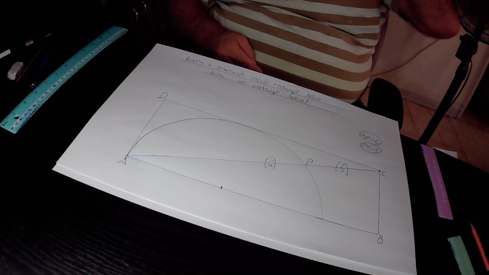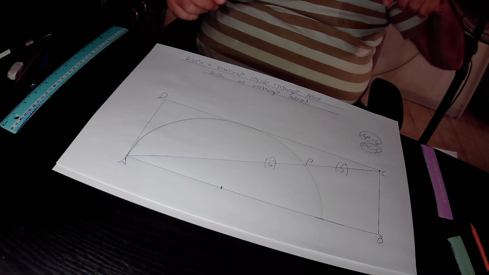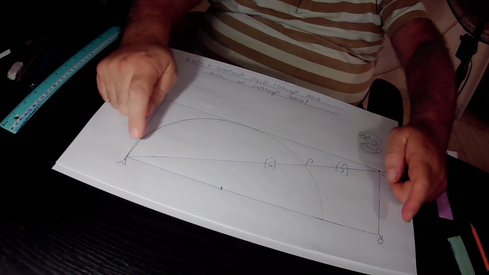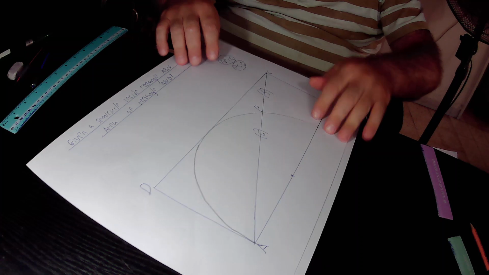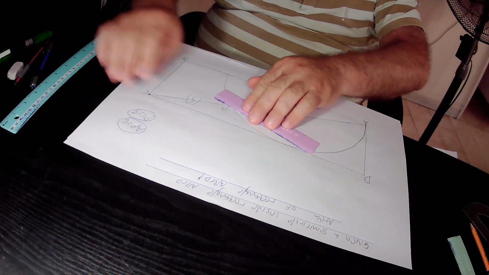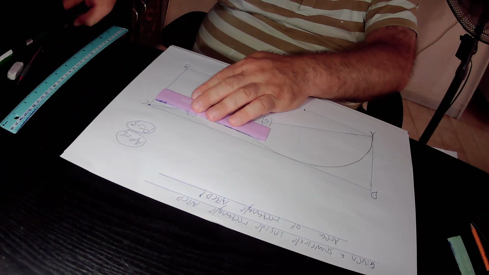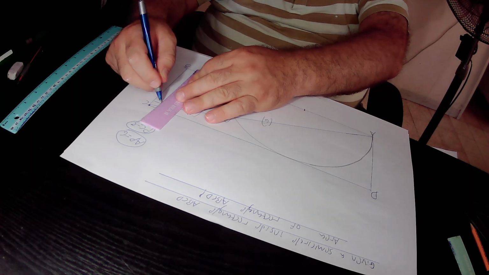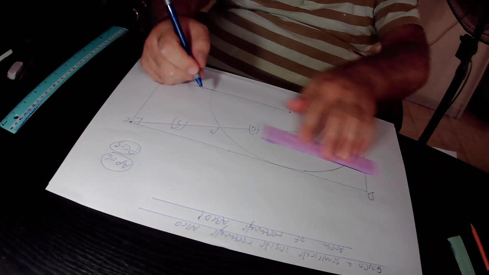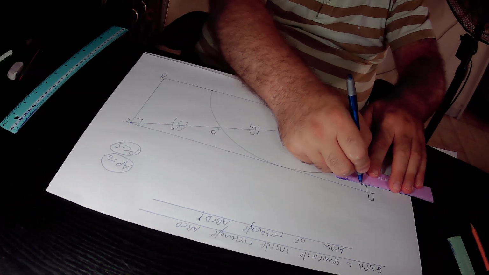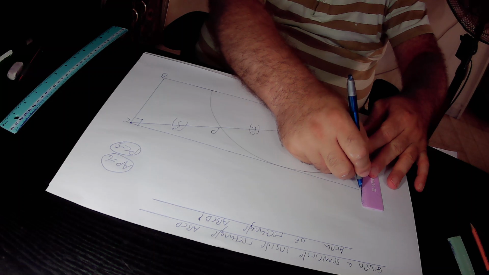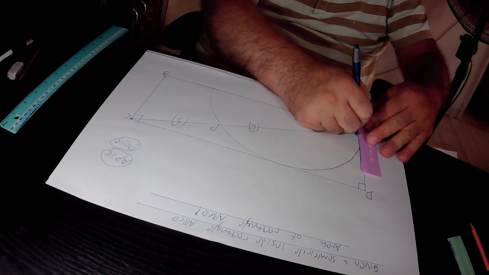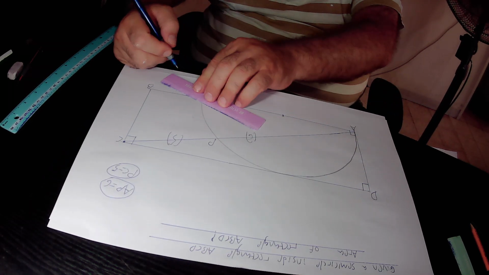So, because of the fact that ABCD is a rectangle, all those four angles are right angles. So this is a right angle. This is a right angle. This is a right angle. And this is also a right angle.